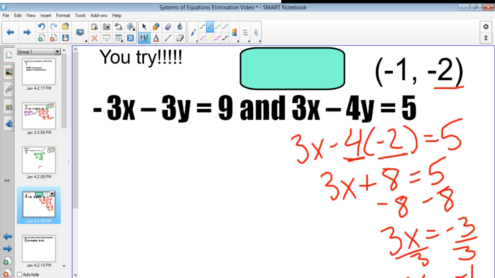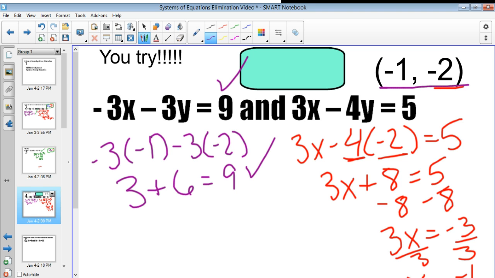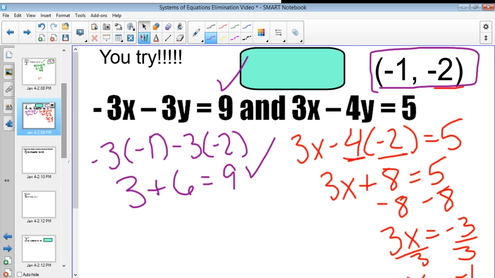It's very easy for us to do that with these problems, so we might as well. So negative 3 times negative 1 minus 3 times negative 2. That's going to give me 3 plus 6. Is that equal to 9? Yep. There we go. So final answer, negative 1, comma, negative 2. So that's addition. That's not too hard.